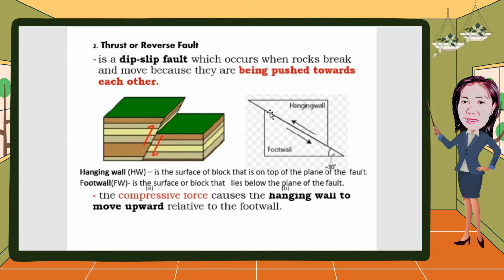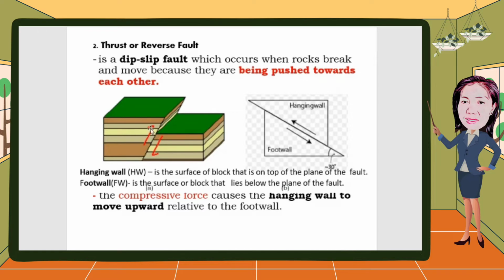Kanina, pag away from each other, mag-sink ang hanging wall. But this time, since the two plates or rocks are pushed toward each other, what happened to the hanging wall now is it will move up or upward. So the movement is vertical. So this is now the picture of what we call as reverse fault. Okay?